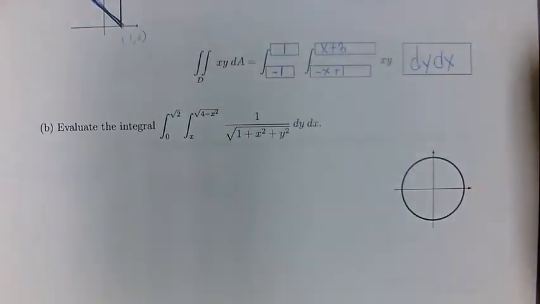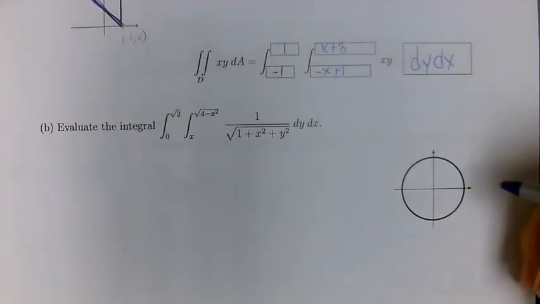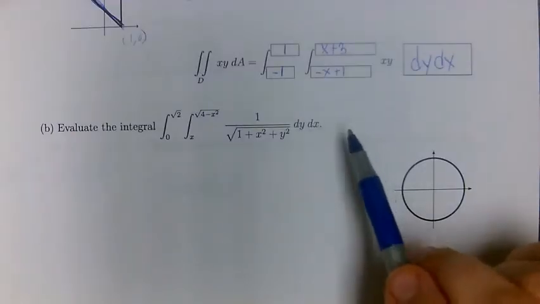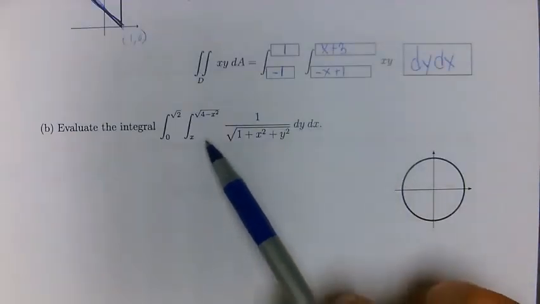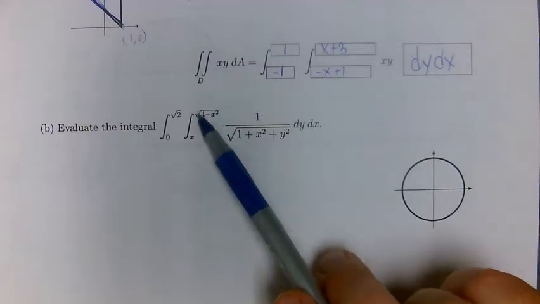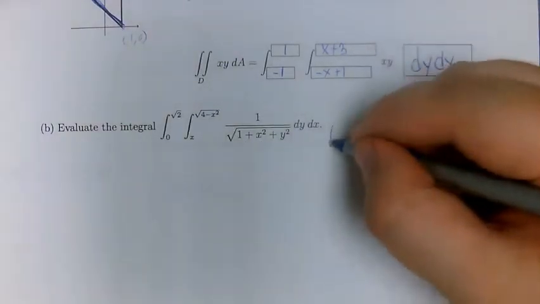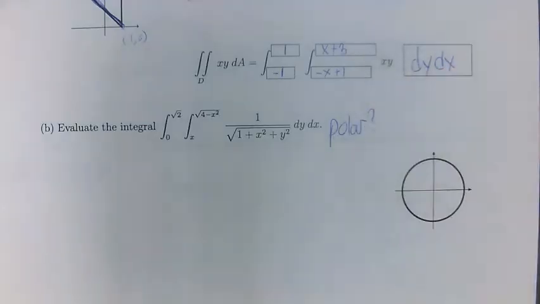Next, we need to evaluate the integral from 0 to root 2, from x to root of 4 minus x squared, of 1 over root of 1 plus x squared plus y squared, dy dx. Now, this makes me a little bit suspicious. I see something that looks like a circle here. And I also see an x squared plus y squared. So this gives me the idea that maybe we should convert this into polar coordinates.